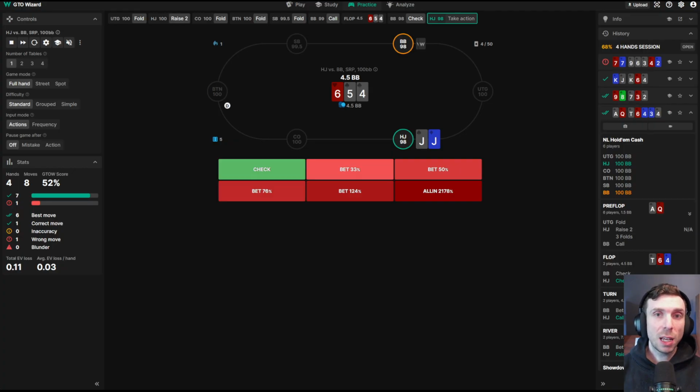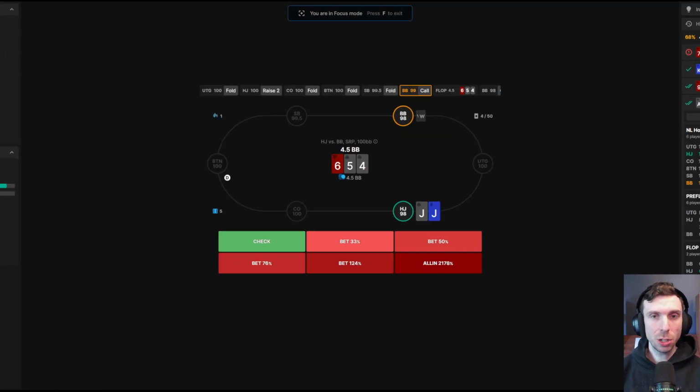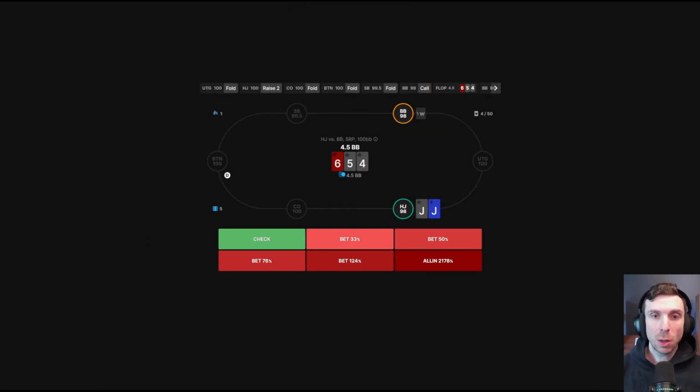654, this is a great board for the big blind. In fact, they could be leading a lot on this texture. So that being said, we should always have a check back frequency on these textures, okay? So if we can recognize that this is a texture that's good for the big blind, as the hijack, you can always choose to check back. You're not going to be betting 100%, I don't think.